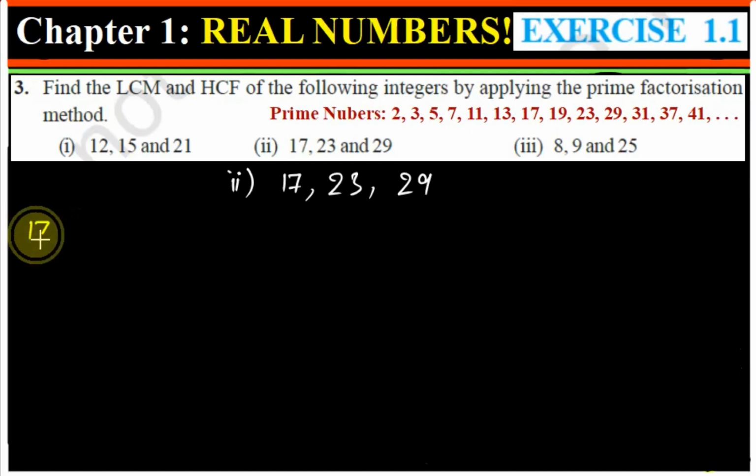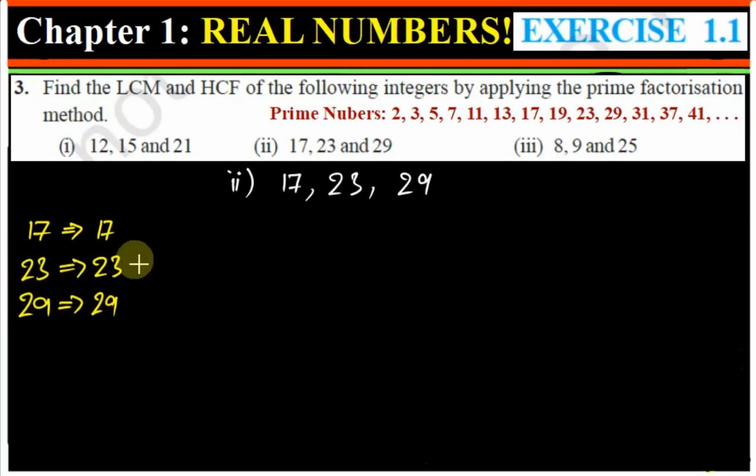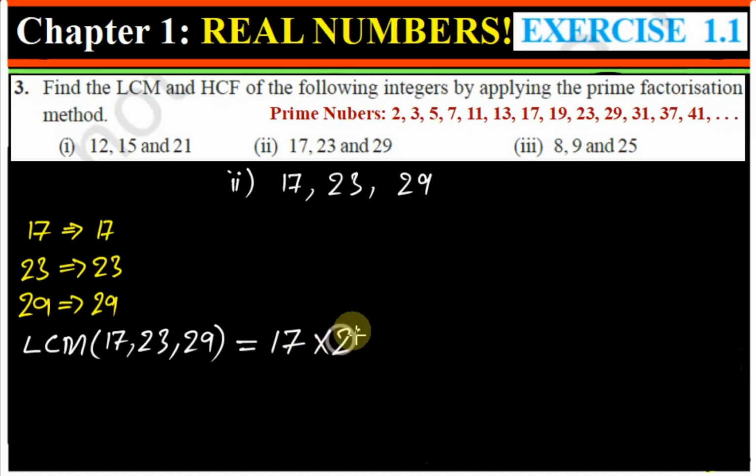So 17 will remain 17 only, 23 will remain 23, and 29 will remain 29. Now how can we write the LCM? Let's first write the LCM of 17, 23 and 29. You can see here there is no common factor, so we'll write all the prime numbers that are present in these three numbers. 17 is there, 23 is there, and 29. This is the LCM.